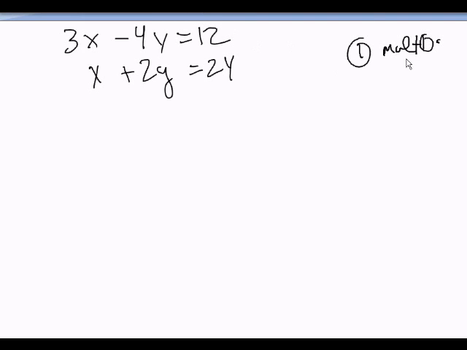Step 1, we're going to multiply one or both rows so we get the same number, and one's positive and one's negative. Now, do you see the x's and the y's? Which one can I make the same and different signs? You could either do the x's or the y's. I want to get the same number but different signs. What should I try to get the same, the x's or the y's?